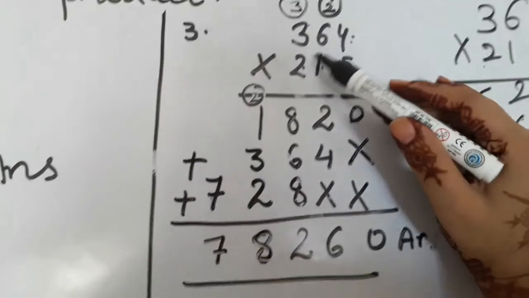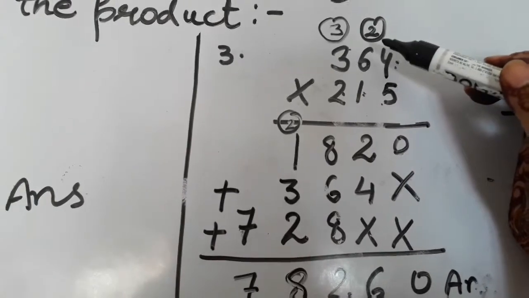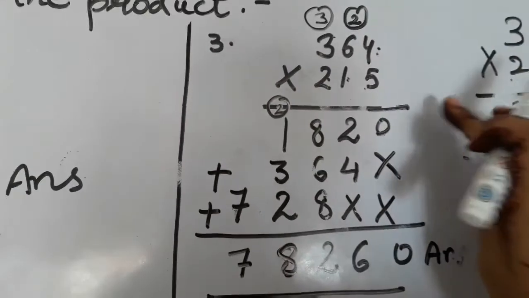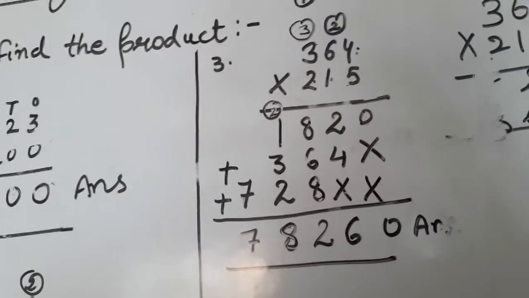Okay. Then we will move towards the 2. 2 fours are 8. 2 sixes are 12. 1 carry. 2 threes are 6 plus 1, 7. Now I have multiplied them. Now my turn is for adding them.